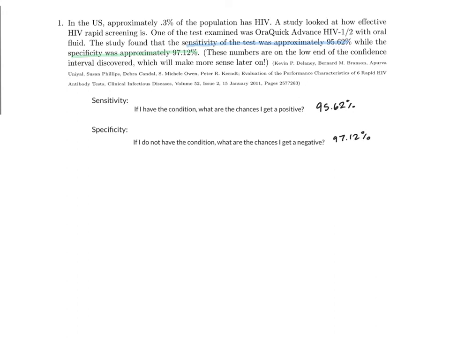Our goal here is to go ahead and figure out, okay, so we got sensitivity and specificity, what does that actually mean? That is, based on these values, how can we figure out how many false positives we have or false negatives we have? And to do that, we're going to go ahead and use this to create a contingency table.